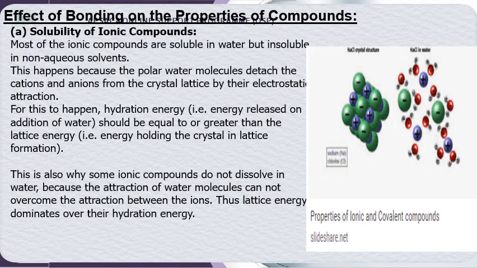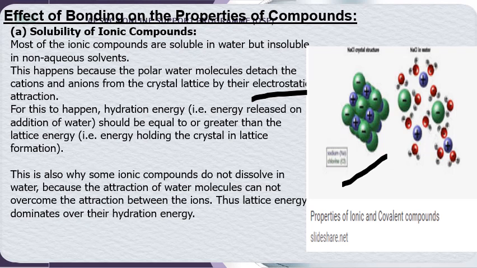Now here the effect of bonding on the properties of compounds is being explained. Here, the solubility of the ionic compounds. You know very well ionic compounds are formed of cations and anions which are held together by means of electrostatic force of attraction between these anions and cations, and they are present in the form of a crystal lattice, right? A three-dimensional structure.